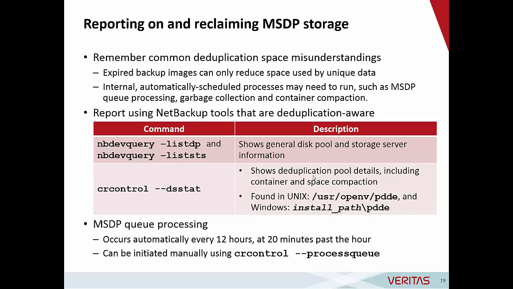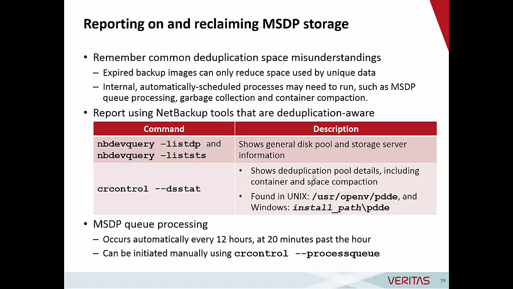So what this means is there is a delay. If you just run bpexpire on an image in a dedupe pool, space is not instantly freed up the way it would be in, for example, a basic disk storage unit. Instead, it happens during queue processing, which is part of the housekeeping processes for MSDP pools. And it typically takes 2 cycles of queue processing to expire a backup image and to get the space back. So if I was very worried about space, if I wanted to immediately free up as much space as I could, crcontrol --processqueue, I would run the command twice, and whatever space there is that can be freed up, that'll free it up for me.